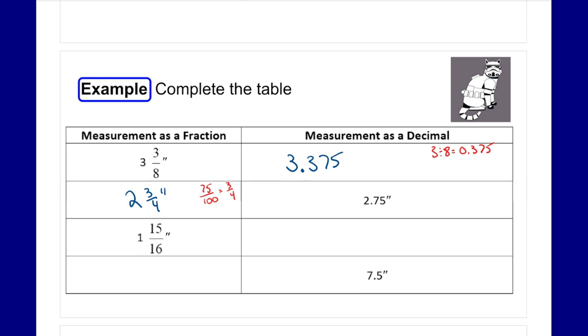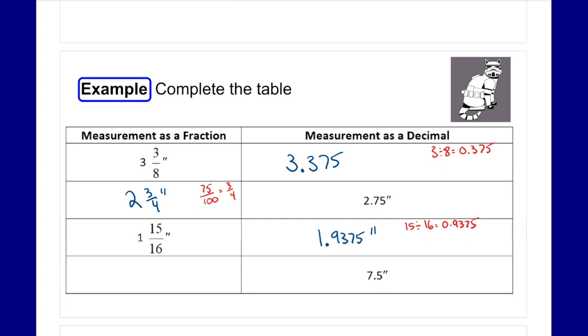Next part, 1 15/16 of an inch. So the 1 means we have a whole inch, so we have 1 as our whole number. We have our decimal, and we just need to figure out what that fraction converts to. So 15 divided by 16 converts to 0.9375. So as a decimal, we'd say we have 1.9375 inches.